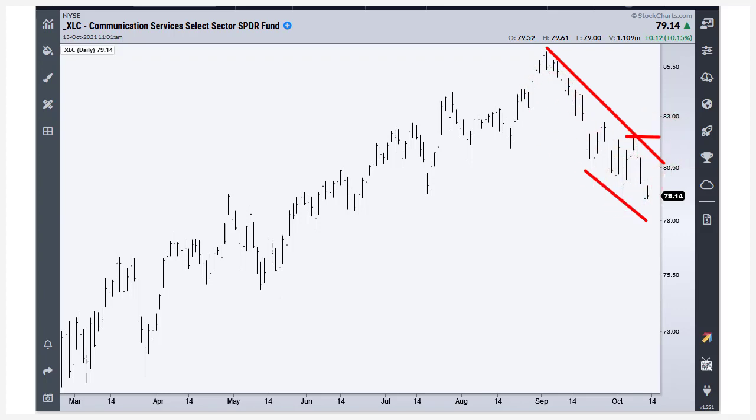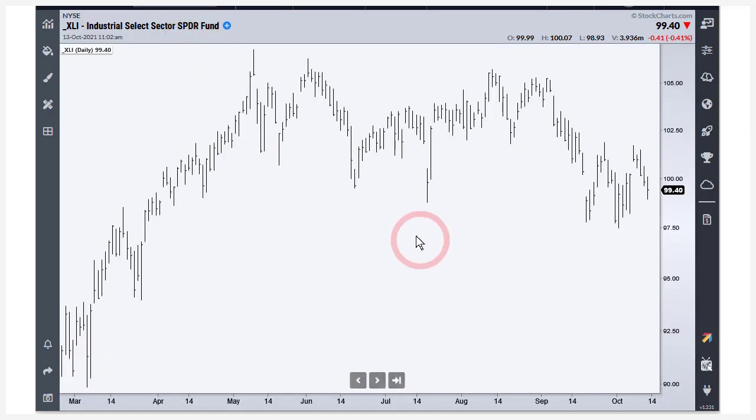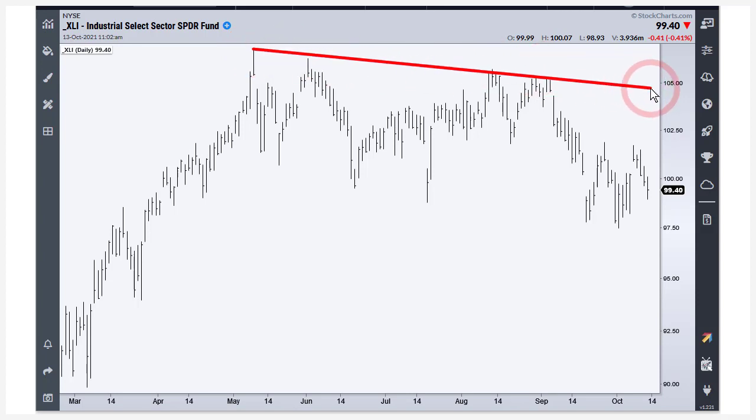If we look outside of the tech sphere and look at something old school like, say, industrials, XLI, we can see that it didn't follow through either. And this is kind of the reason for broader concern. XLI peaked way back here in May. So it's got some lower highs working. It's also got some lower lows working.